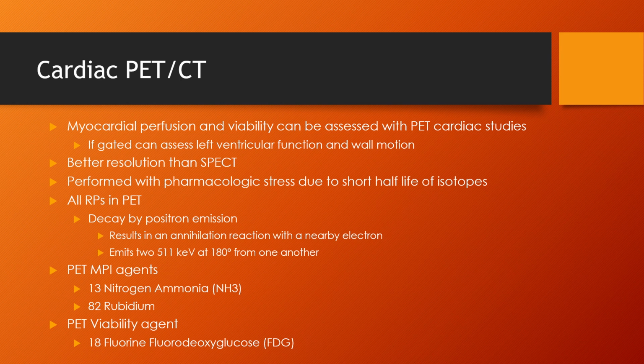All radiopharmaceuticals in PET decay by positron emission. This results in an annihilation reaction with a nearby electron. It emits two 511 keV photons at 180 degrees from one another. PET MPI agents include nitrogen-13 ammonia and rubidium-82. The PET viability agent is F18-FDG.